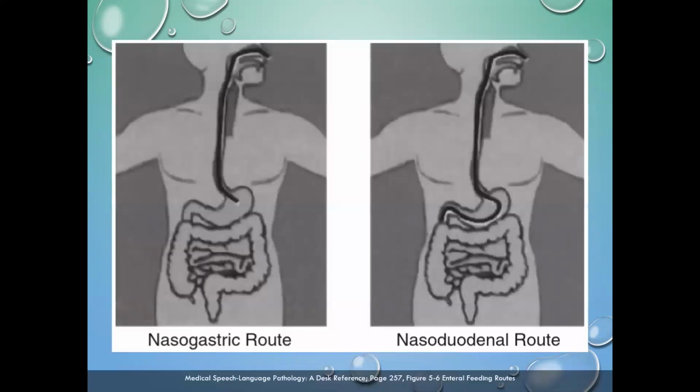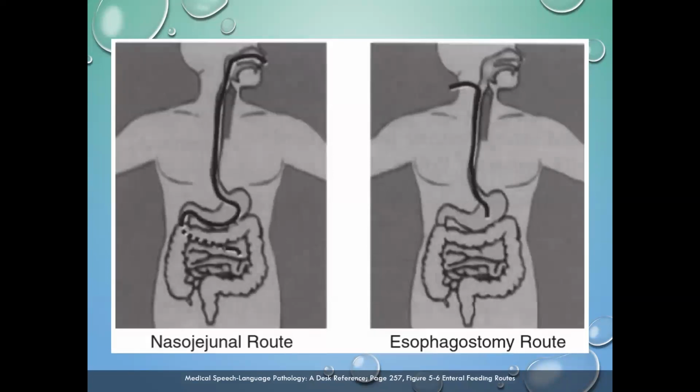Okay, so I'm not going to say a lot about these images, but I find them to be helpful when you're thinking about the different types of tubes. These images come straight from our textbook, on page 257. It just shows you where the tube starts and where the tube ends. On this image, you can see the NG tube and you can see the duo tube. Again, they have the same start place in the nasal passage, but different end places. So they're feeding to different places.